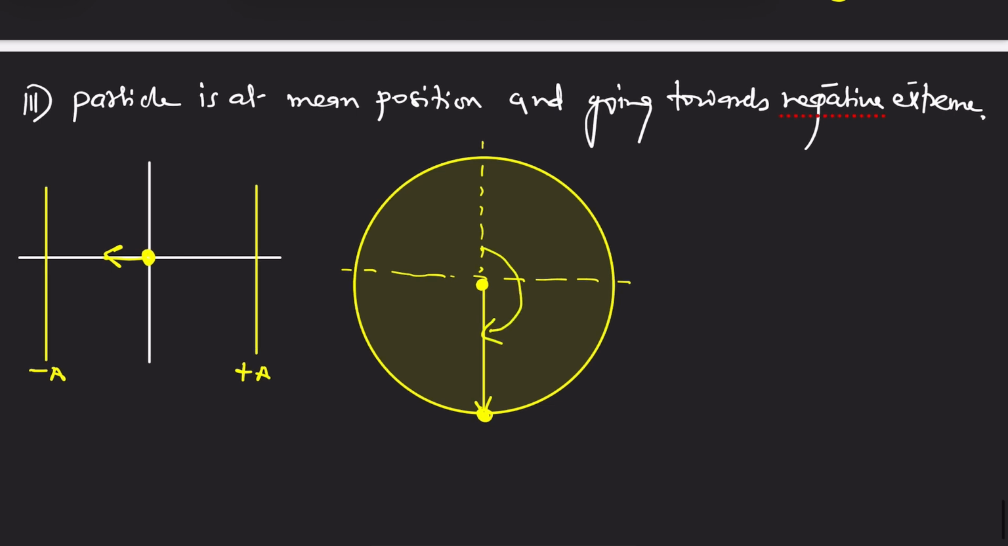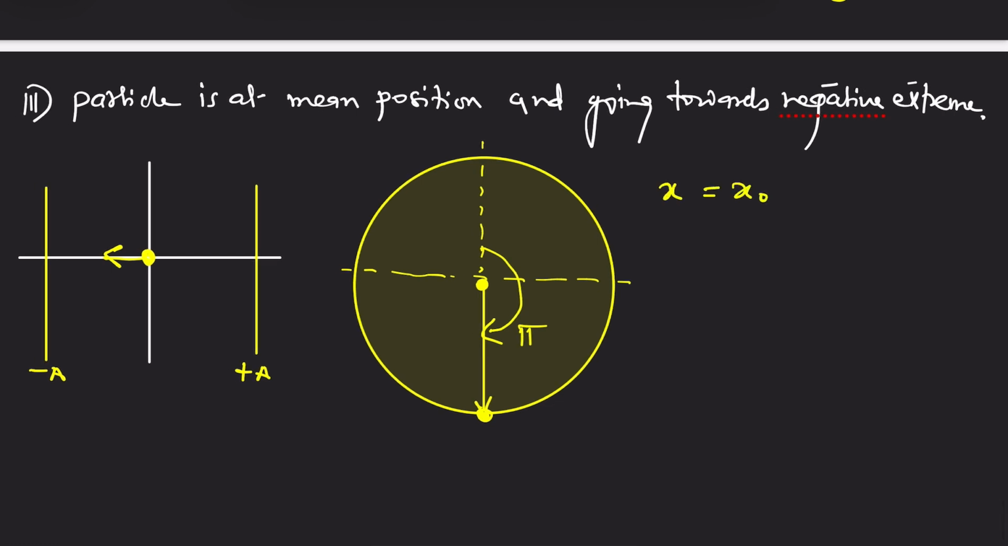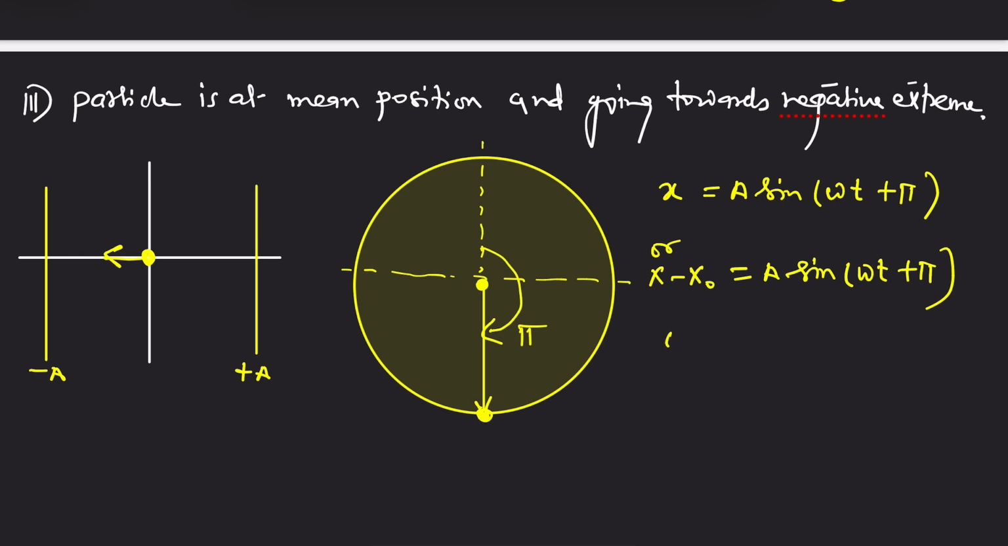much guys, pi. So what we can say, we can say that x is equal to, sorry, a sine omega t plus pi. Okay, that we can write, or x minus x naught is equal to a sine omega t plus pi, and the phase angle will be how much guys, pi, of course. Okay, so that is the third case.